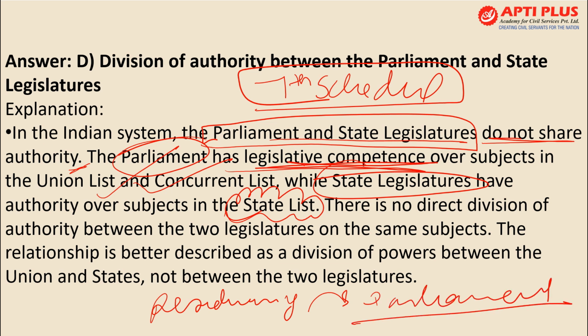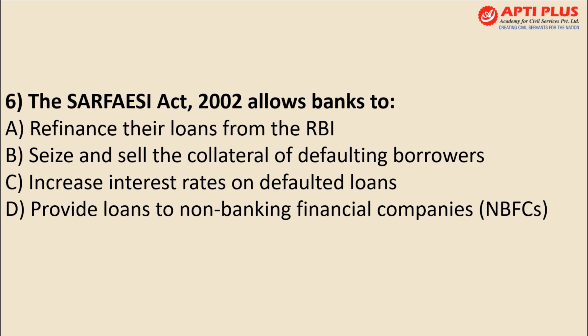Moving ahead, the SARFAESI Act 2002 allows banks to refinance their loan from RBI, seize and sell the collateral of the defaulting borrowers, increase the interest rates on the defaulted loans, or provide loans to the non-banking financial companies. And your answer is B, seize and sell the collateral of the defaulting borrowers.